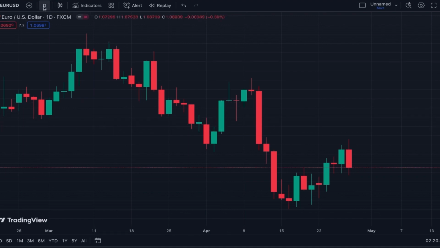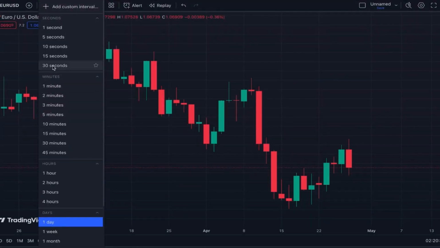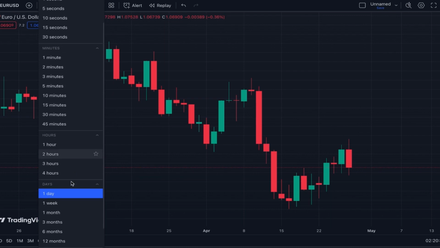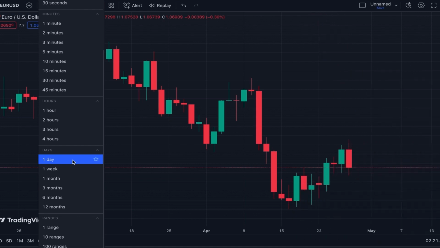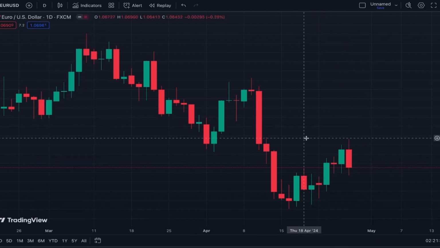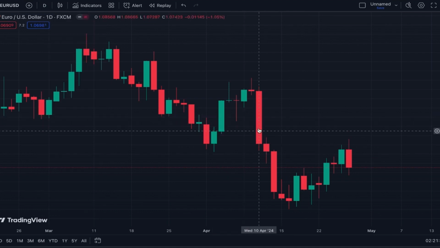Then you need to choose a time frame for your chart, which can be from seconds, minutes, hours to day, week, and months. And this is the most challenging part for traders, especially beginners. To understand the differences between different time frames, you need to completely understand the basic element of this chart, which is a candlestick. Right now we are on 1 day time frame.